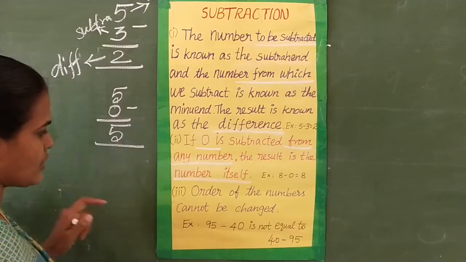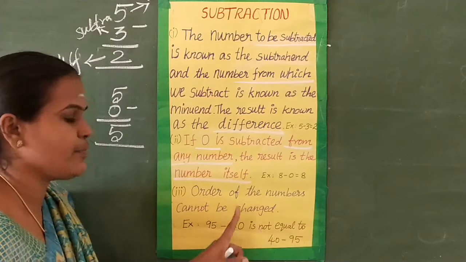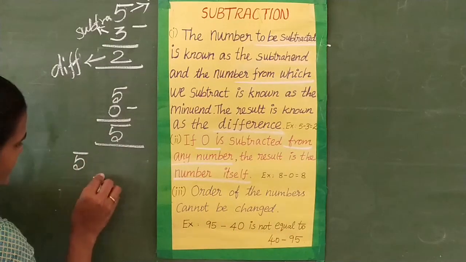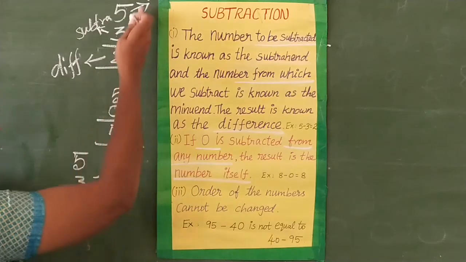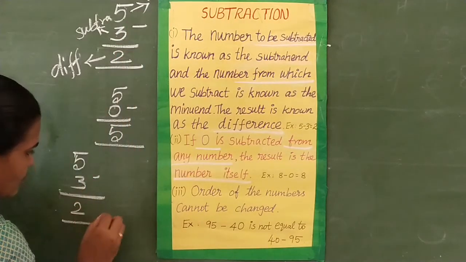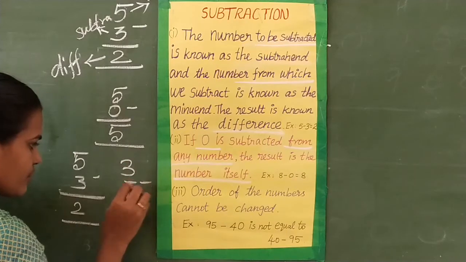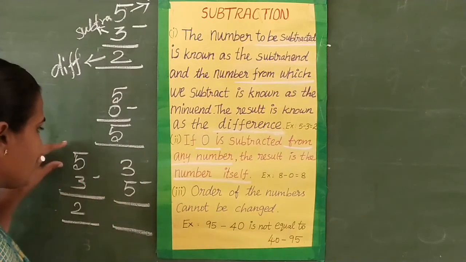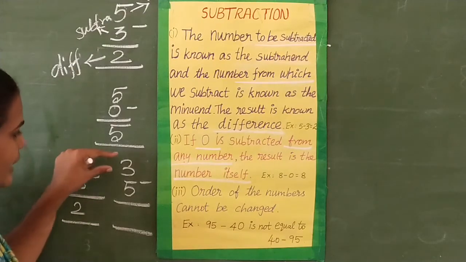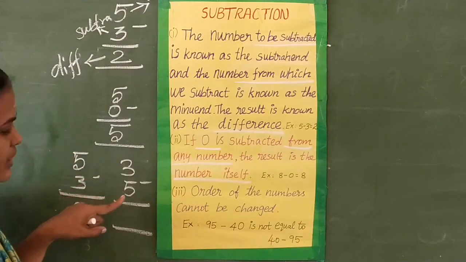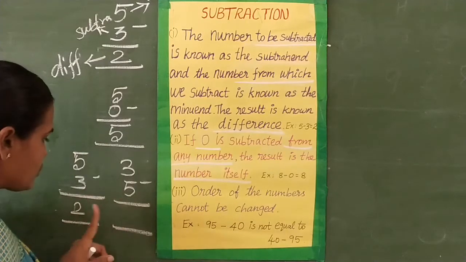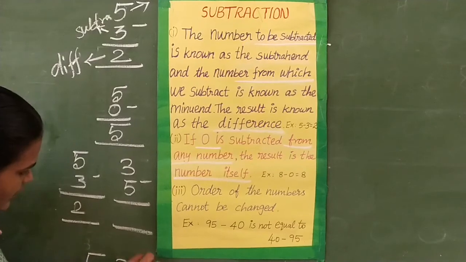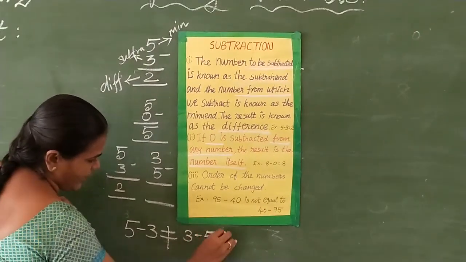Okay. Then third concept, order of the numbers cannot be changed. That means, for example, 5 minus 3. Already you know the 5 minus 3, your answer is 2. Suppose 3 minus 5. Do you know this difference? We don't know, because subtraction means big number minus small number. Here small number minus big number is coming, we don't know the answer for this one. So these two answers are not equal. That means 5 minus 3 not equal to 3 minus 5.